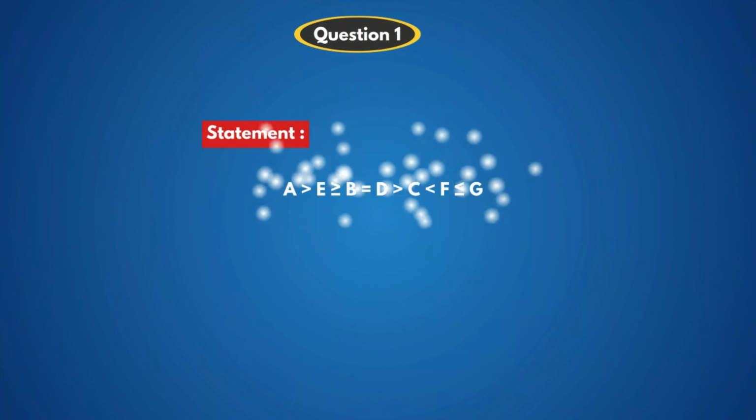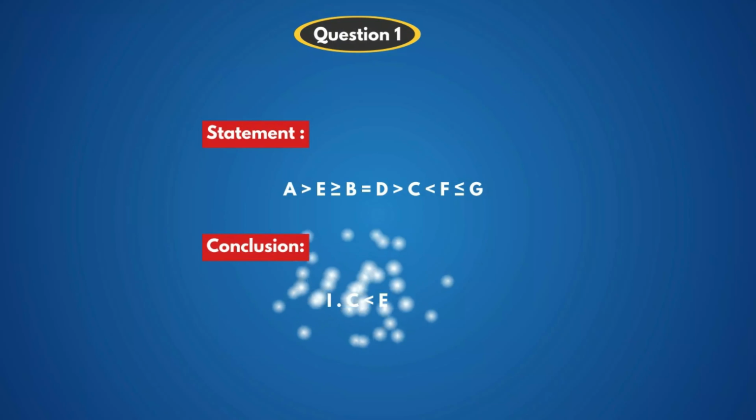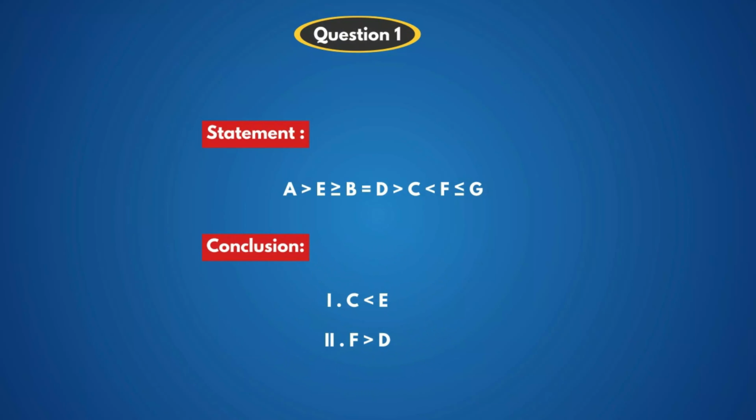Question number 1. Statement: A > E >= B = D > C < F <= G. Conclusion 1: C < E. Conclusion 2: F > D. Let's see how to solve this type of question.